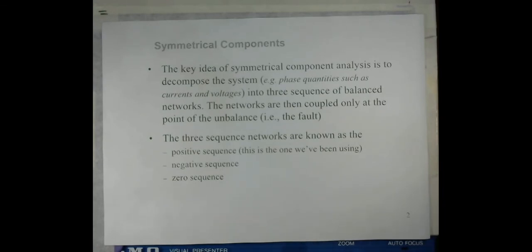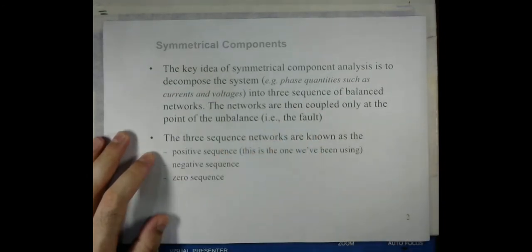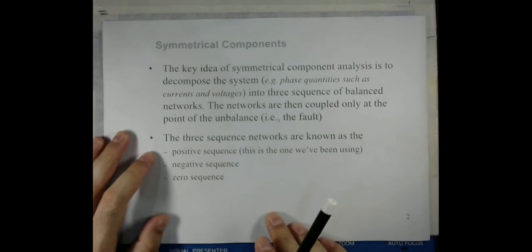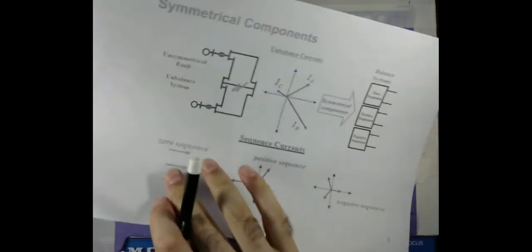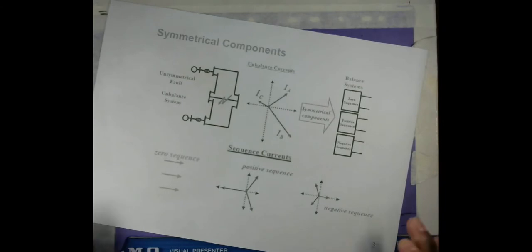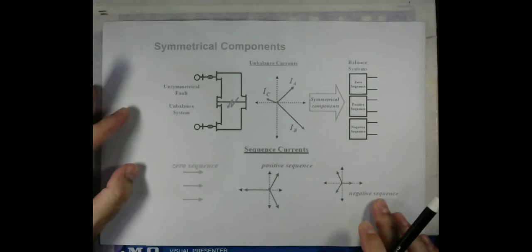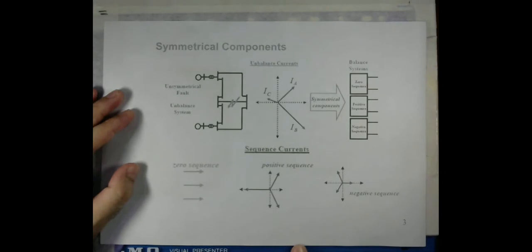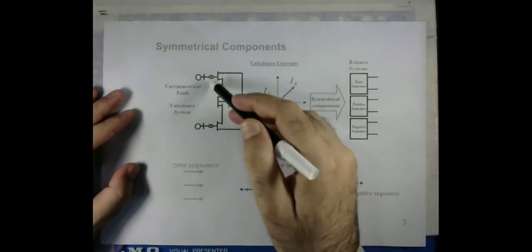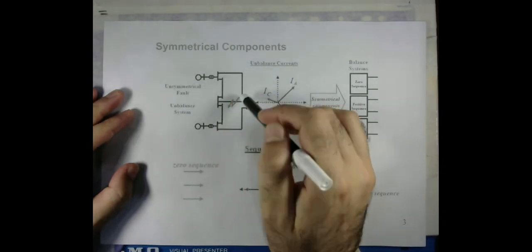Symmetrical components are basically when we decompose the phase quantities, for instance voltage and current, into three sequence of balanced networks. So now let me demonstrate or show these concepts to you with the help of these features. Let's say this is a network having some generators and then transformers and then some bus bars.